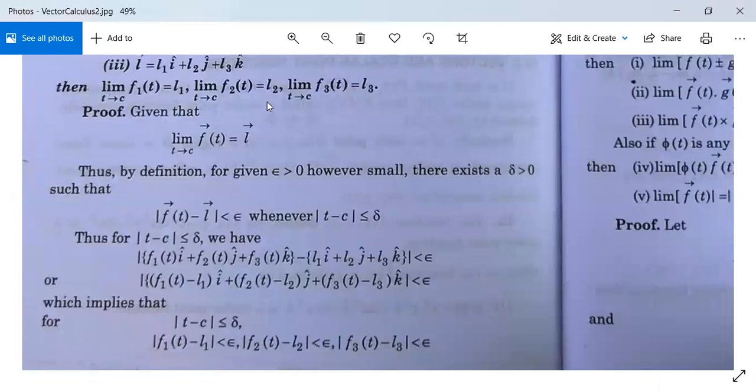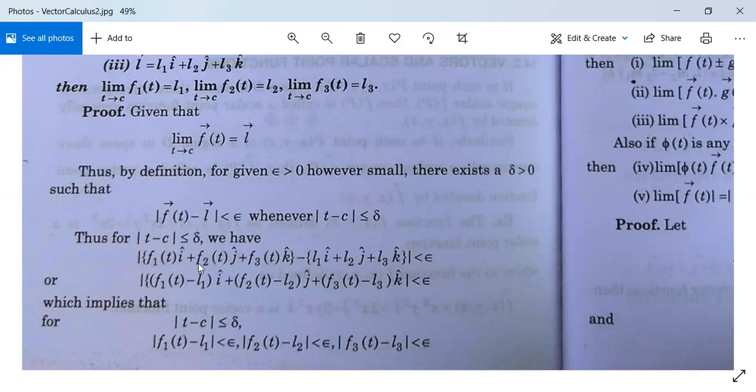Let us see its proof. Given that limit f(t) is equal to vector L, both are vectors. Thus, by definition, for given epsilon greater than 0, however small, there exists delta greater than 0 such that modulus of vector f(t) minus vector L less than epsilon whenever mod t minus c is less than or equal to delta. Thus, for mod t minus c less than or equal to delta, we have right here the value of vector f(t) and value vector L.